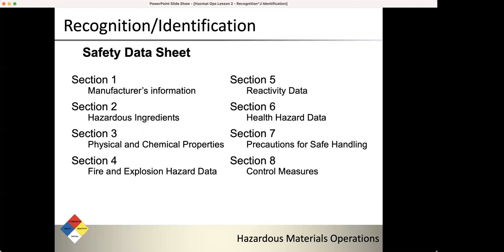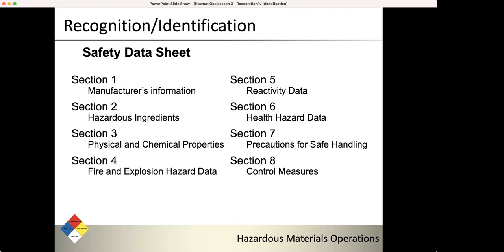So let's talk about what the required sections are in an SDS. The manufacturer's information, who made it and how we can get a hold of them. The ingredients, what are we dealing with here? Physical and chemical properties, super important. Physical and chemical properties are going to tell us what state of matter it should be in, and what it's going to do if the environment changes. Fire and explosion hazard data, reactivity: if we shake it, or if there's a fire, if we heat it up, is it going to cause a problem?